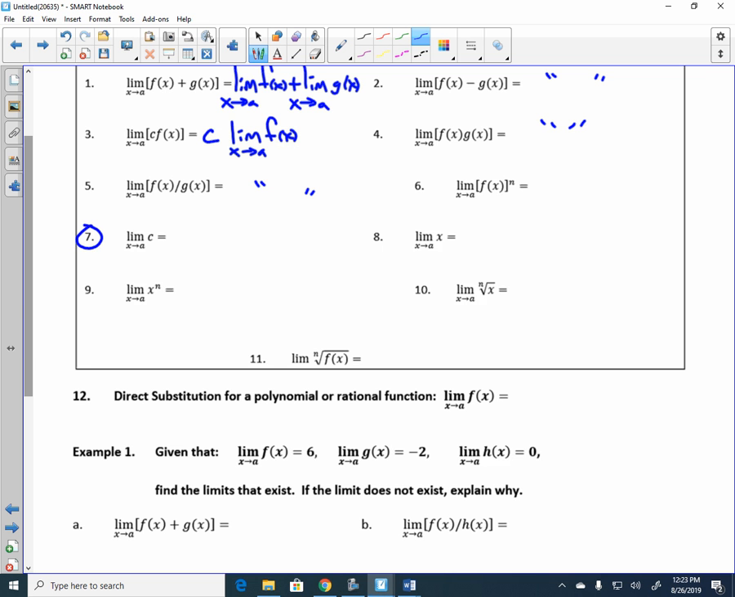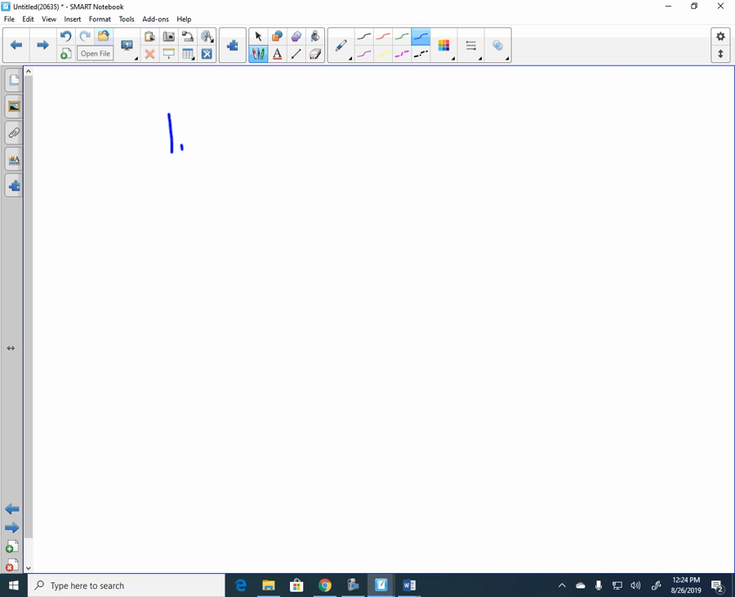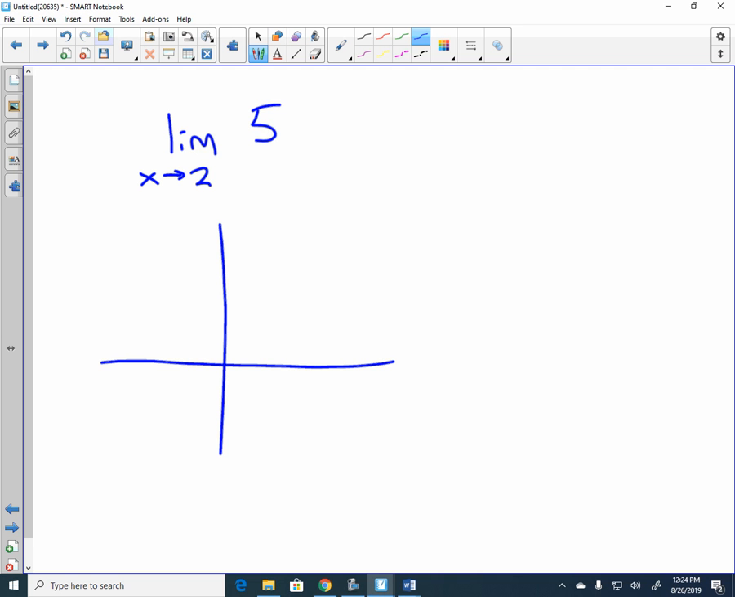What I really want to spend time looking at is example number 7, example number 8. The limit as x approaches a of a constant. For example, suppose I have the limit as x approaches 2 of 5. What does the function 5 look like? 1, 2, 3, 4, 5. It is a horizontal line. Does everybody agree? So if I look as x approaches 2, what is the height approaching? Would everybody agree that the limit of a constant is just always the constant?